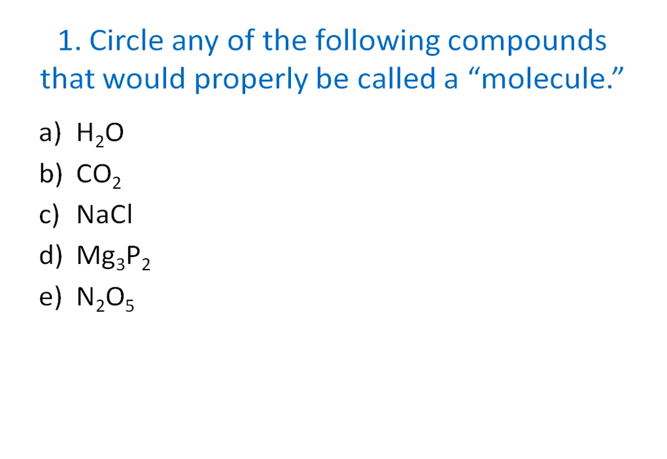1. Circle any of the following compounds that would properly be called a molecule. So H2O has two nonmetals, it is a molecule. CO2, two nonmetals, it is a molecule. NaCl is an ionic bond because it has a metal and a nonmetal, so it doesn't get circled. Mg3P2 is the same thing, an ionic bond, it has both a nonmetal and a metal, so it doesn't get circled. And N2O5 gets circled because it is a molecule, it is a bond between two nonmetals.